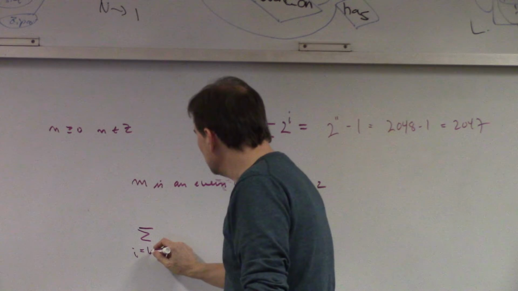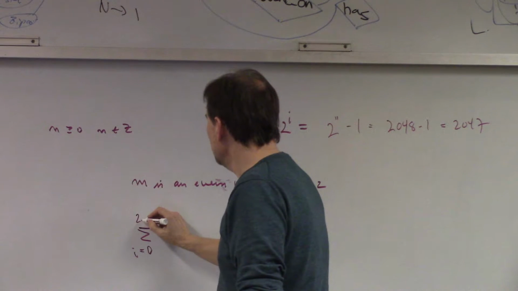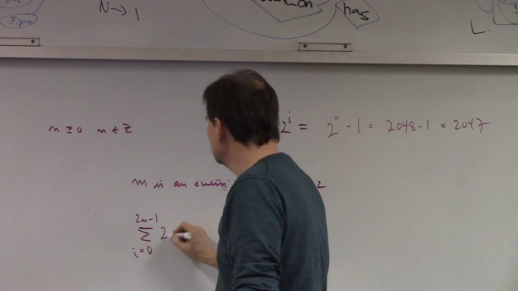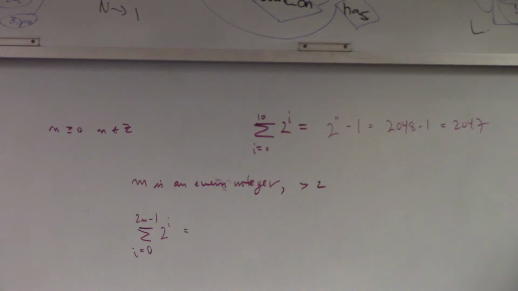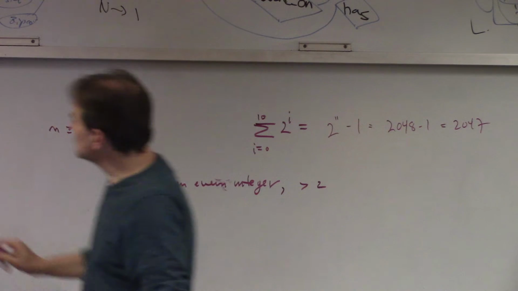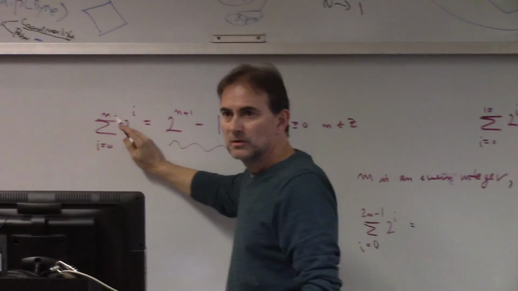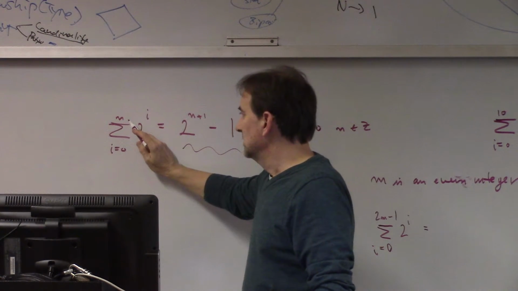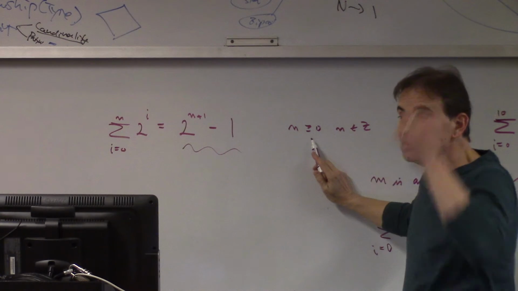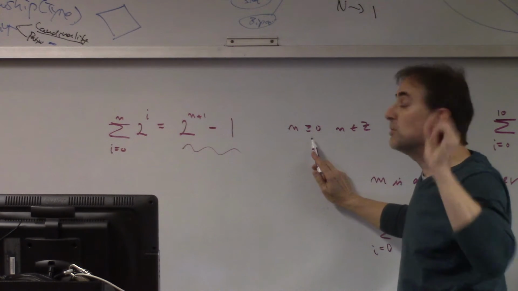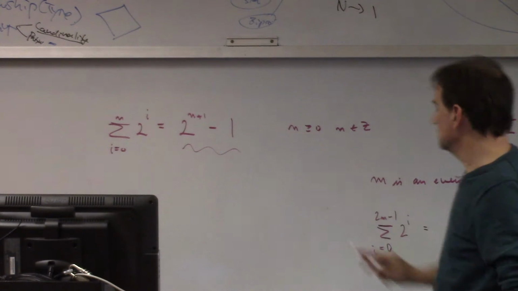So i goes from 0 to 2m minus 1 of 2 to the i. I want the answer right away for that one. Is this solution restricted to even integers or odd integers? No. This is true for all non-negative integers, because 0 is also included here.